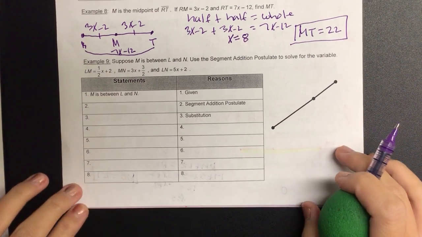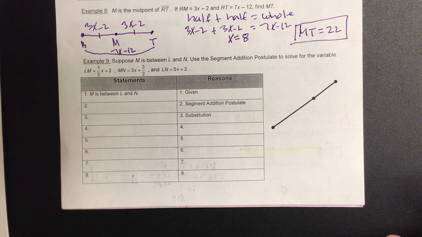Do I have to read the whole thing? Oh wait, I already read it. You want me to read the LM equals 1/2x plus 2? I want you to read the space, the period, everything. LM equals 1/2x plus 2, space, comma, space. MN equals 3x plus 3/2, space, comma, space. And LN equals 5x plus 2, space, period.